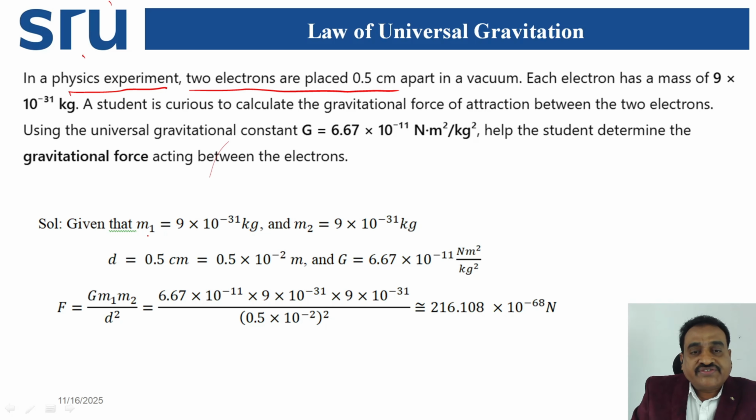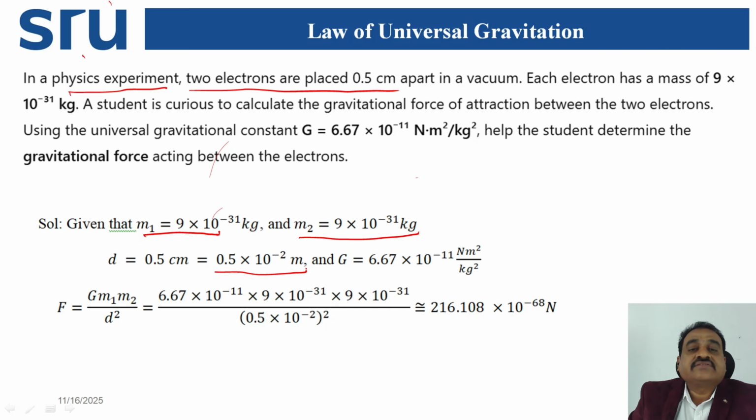So given values: m1, the mass of the electron, is 9 × 10^-31 kg. m2 is the same, 9 × 10^-31 kg. The distance given is 0.5 centimeters, which in meters is 0.5 × 10^-2 meters, since 1 centimeter is equal to 10^-2 meters. G is 6.67 × 10^-11 Newton meter square per kg square.